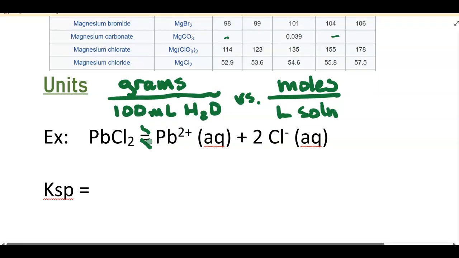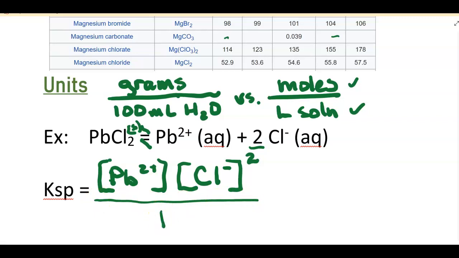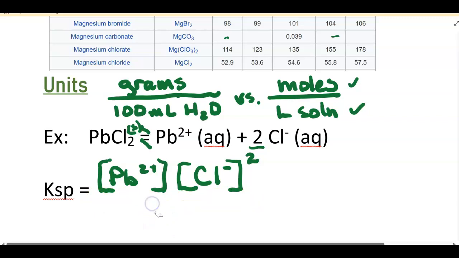What we see here in writing the KSP would be that we have our lead 2 ions, the concentration of that, and that again would be in moles per liter, times the chloride ion concentration squared due to the coefficient of 2. And we have solid lead chloride. We cannot put a solid, so sometimes you might see a denominator of 1, but technically that's not even necessary. There is no concentration for a solid.